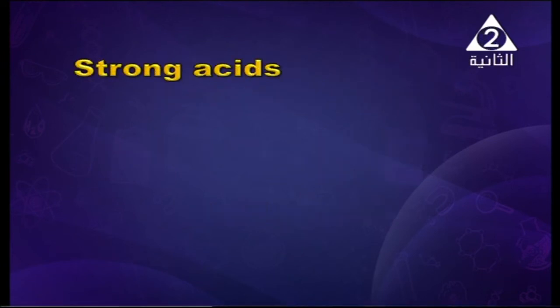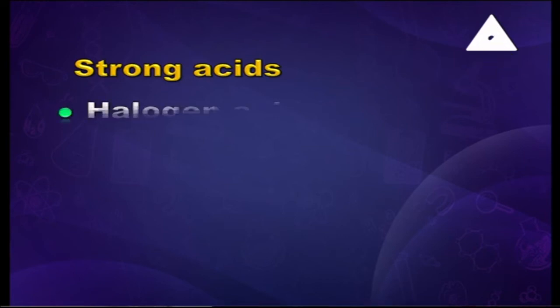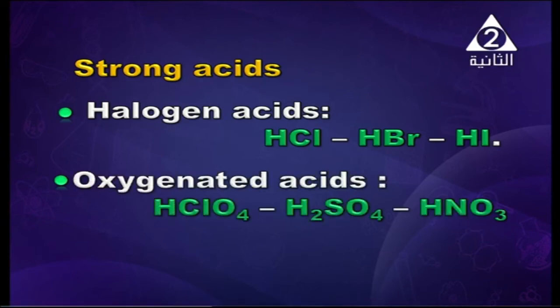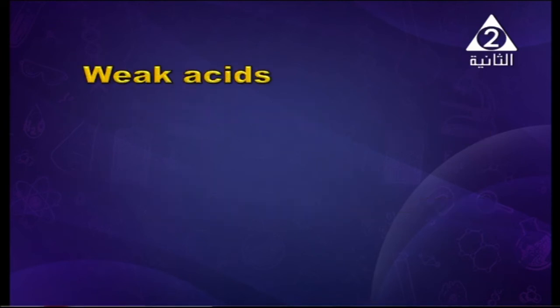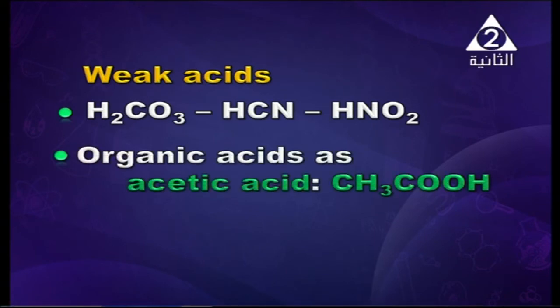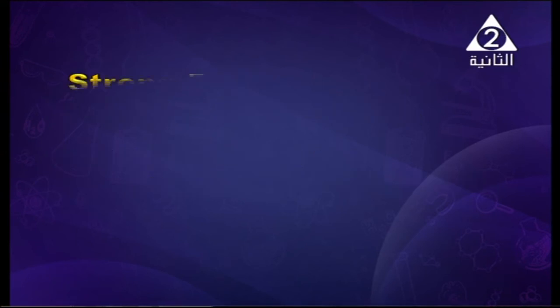Here, my dear student, remember the strong acids, for example, halogen acids: HCl, HBr, HI, hydrochloric acid, hydrobromic acid, hydroiodic acid, and oxygenated acids such as perchloric acid, sulfuric acid, and nitric acid. Weak acids are carbonic, hydrocyanic, and nitrous acid, and organic acids are also weak acids, such as acetic acid, CH3COOH.